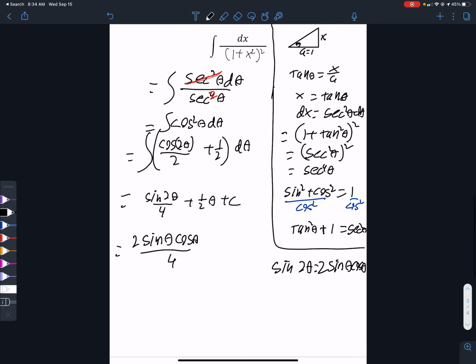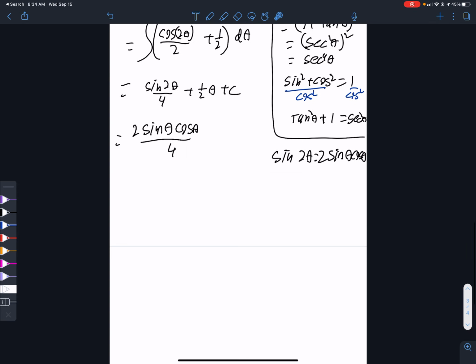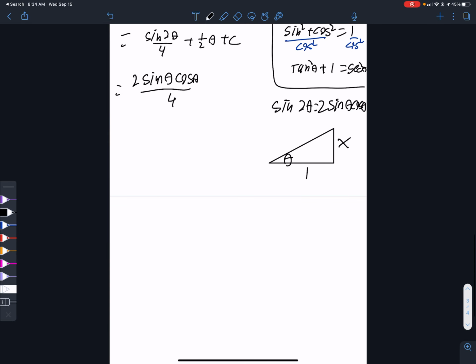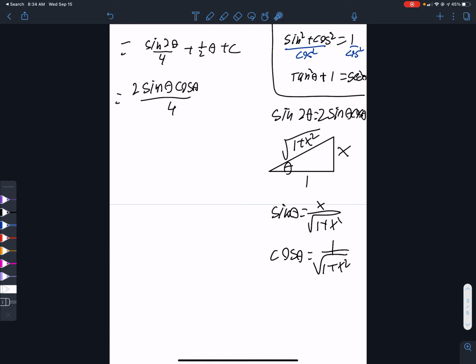So what is that? Ain't that beautiful? Going back to our original triangle here, I'm going to copy that. And so we have this triangle, and we had x and 1 and theta. Double check that. So the missing side is square root of 1 plus x squared using the Pythagorean theorem. We want to know what the sine of this angle is. The sine is opposite over hypotenuse, and the cosine is adjacent over hypotenuse. So taking these two and plugging them in here will get me this.